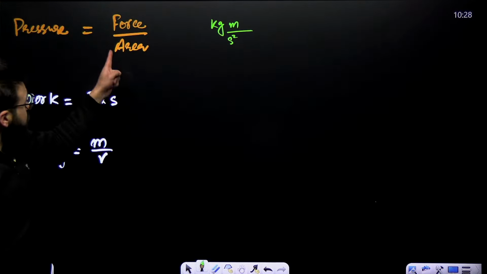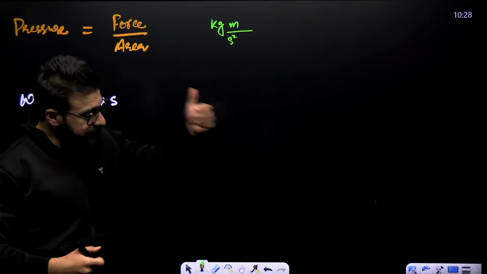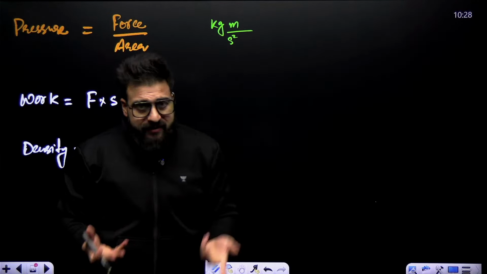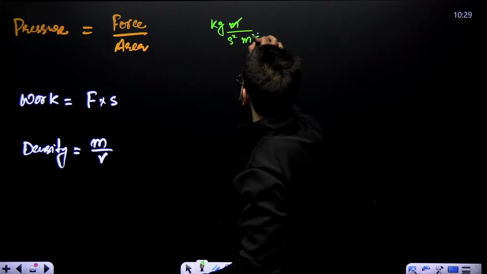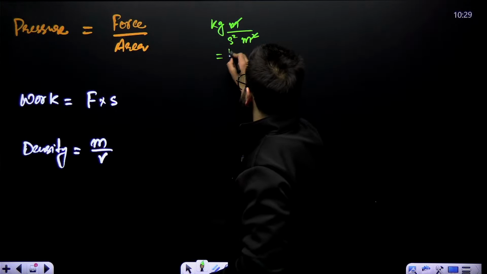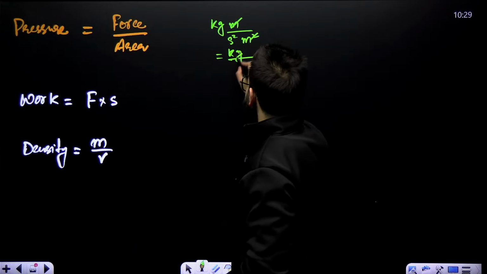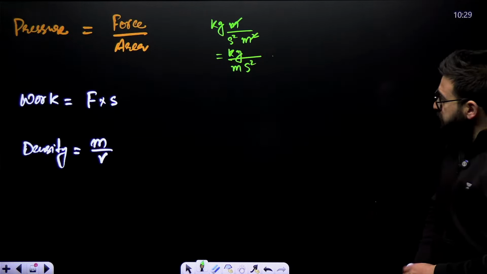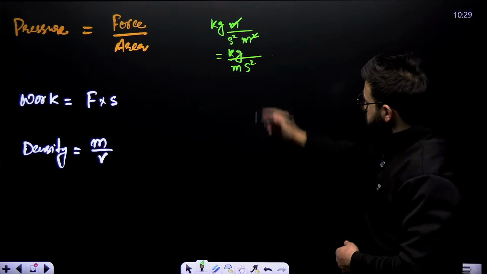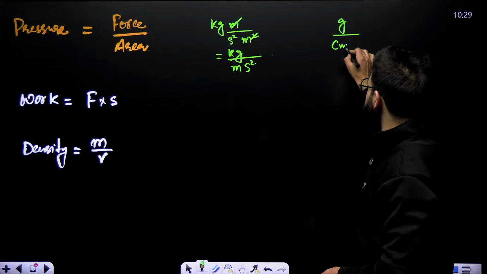And then we have area. Area is length into breadth. Guys, area is length into breadth. That is length into length itself. So that will be meter square. For area, it is meter square. Now this and this will cancel. So it will come out to be kg upon meter and second square. Now, if we write this in CGS system, instead of kg, we have gram, and instead of meter, we have centimeter, second square.